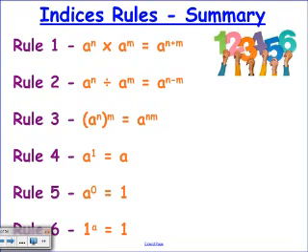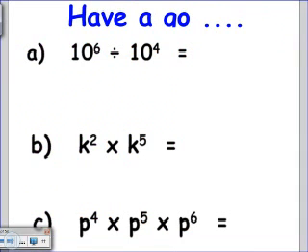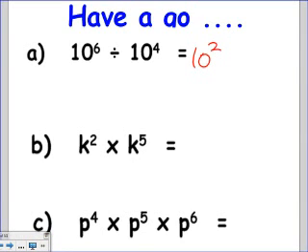Okay? Happy days? Okay. Let's start off with some easies, and then we'll do a couple of harder ones, and then that will just about be it. So the first one then. 10 to the 6 divided by 10 to the 4. 6 and 4. No, 10 and 4. So you end up with 10 squared. Okay, k squared times k to the 5. Excellent. And p to the 4 times p to the 5 times p to the 6. Add them all together, p to the 15.